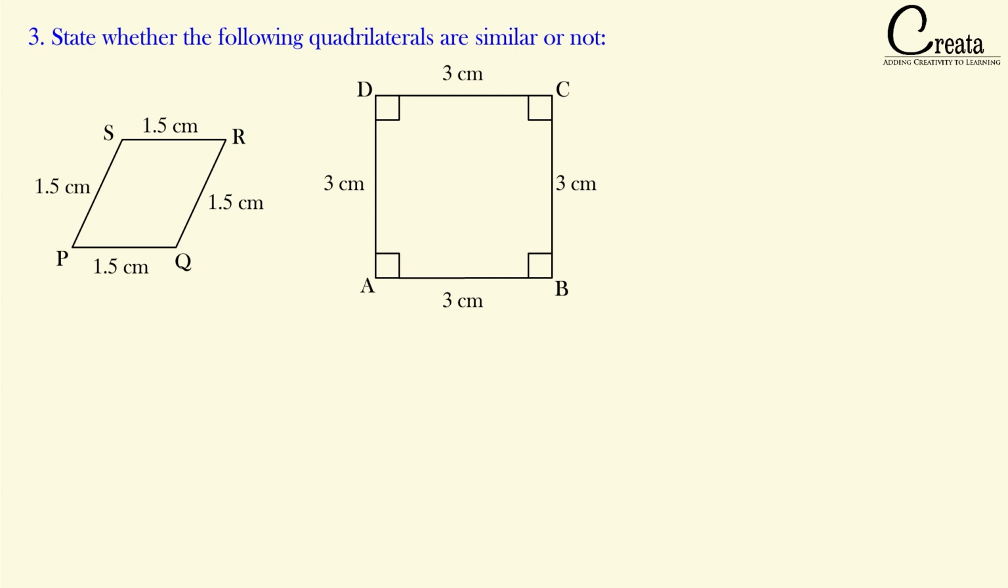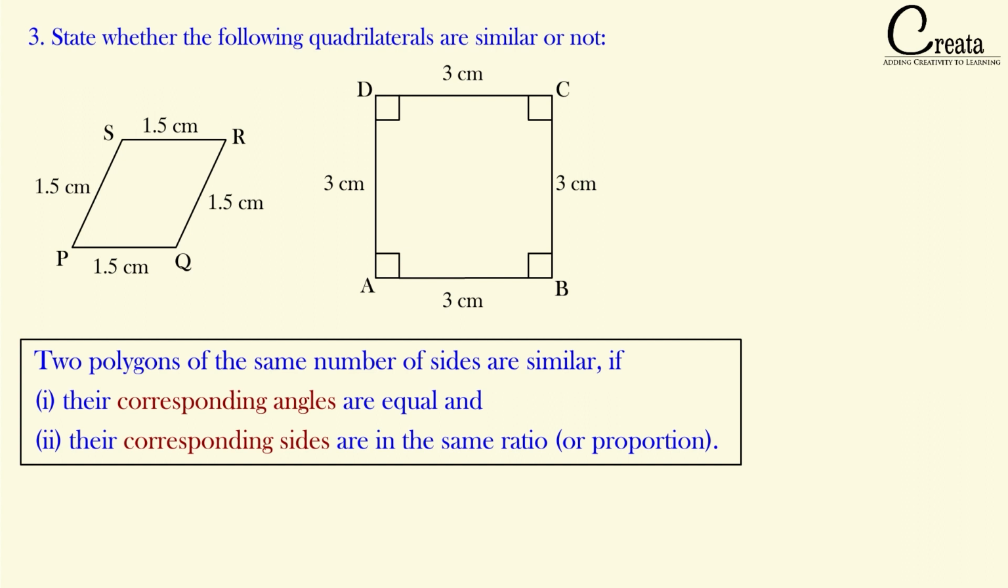How will we do that? We will use the criteria that we have done in the previous lecture. We will check two things. First, the corresponding angles should be equal. Second, the corresponding sides should be proportional to each other, that is, have the same ratio. If both criteria are satisfied, only then can we say the two figures are similar. If only one criterion is matching and the second is failing, then the figures are not similar.